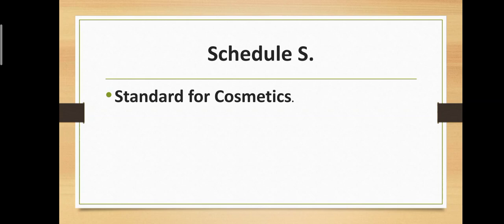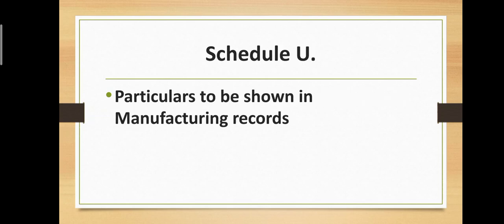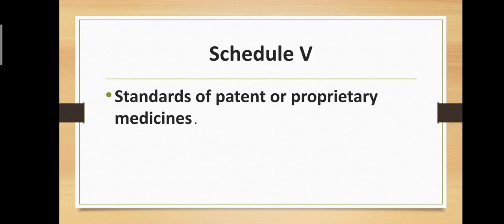Schedule S: standards for cosmetics. Schedule T: requirement of factory premises and hygienic conditions. What is Schedule T? Requirement of factory premises and hygienic conditions. Schedule U: particulars to be shown in manufacturing records. What is Schedule U? Particulars to be shown in manufacturing records.